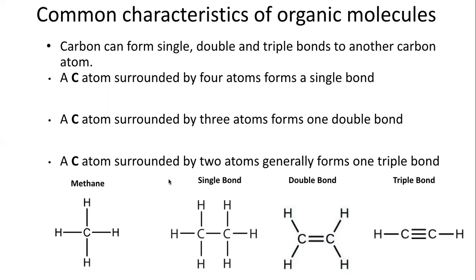And then if you have a carbon atom surrounded by two atoms, then it generally forms one triple bond. And again, that's because each carbon needs to have four bonds. So this atom here has carbon, it has a single bond to hydrogen, and then it has a triple bond to carbon. And that leads us to have four bonds in this molecule. So you will see all of these types of bonds in organic molecules, and they all have different names, which we'll learn about in a few slides.